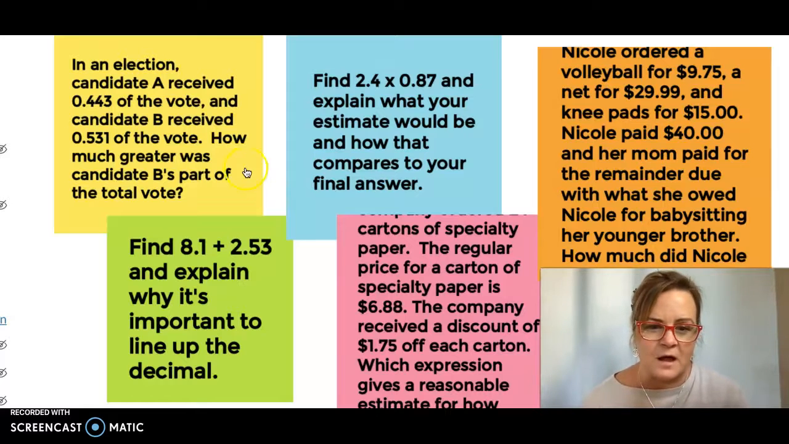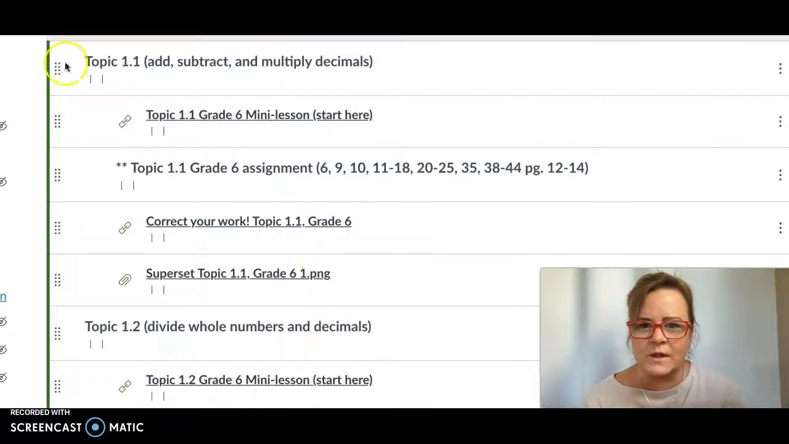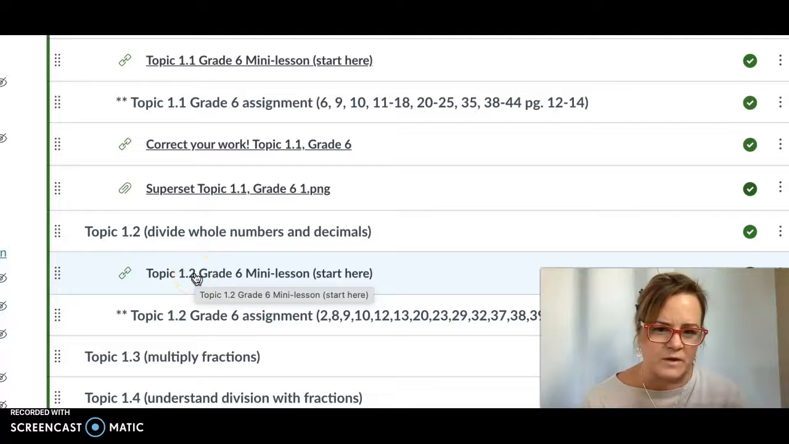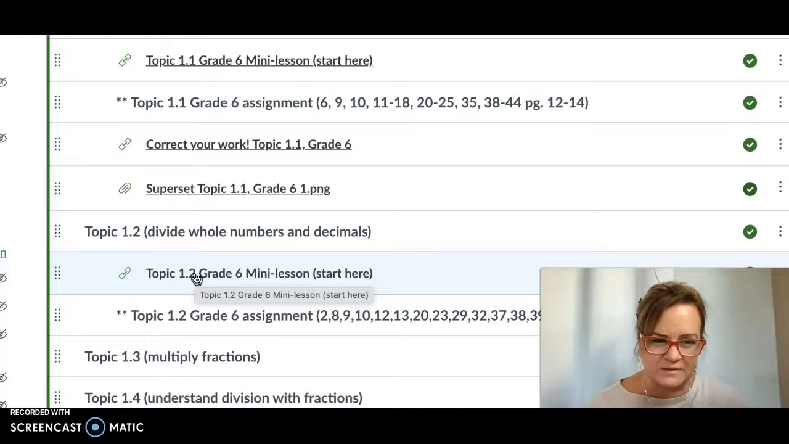Let's assume that they're ready to go on to the next topic. Then what they would do is, if that was topic 1.1, then they would go down to topic 1.2 and they would start. They don't have to wait for the rest of the class. They don't have to wait for me to tell them when to start. That's how competency-based learning works. It's not everybody doing the same lesson on the same day at the same time. It is every kid doing what they need to do when they need to do it.